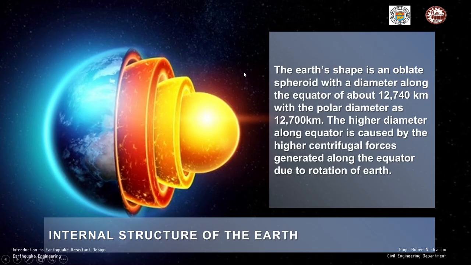Okay, now let's further discuss the study of the earth, because we're talking about earthquakes, the movement of the earth. So let's discuss the internal structure of the earth. Okay, so the earth's shape is an oblate spheroid with a diameter along the equator of about 12,740 kilometers, with a polar diameter of 12,700 kilometers. The higher diameter along the equator is caused by the higher centrifugal forces generated along the equator due to the rotation of the Earth.